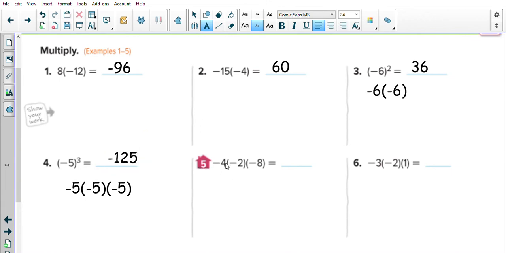Number 5, I have 3 negative numbers. That's an odd number, which tells me my answer is going to be negative. I know that 4 times 2 is 8, and 8 times 8 is 64. So my final solution is negative 64. And number 6, I have 2 negatives, which means my answer is going to be positive. I do 3 times 2 is 6, 6 times 1 is 6. Final solution is 6.